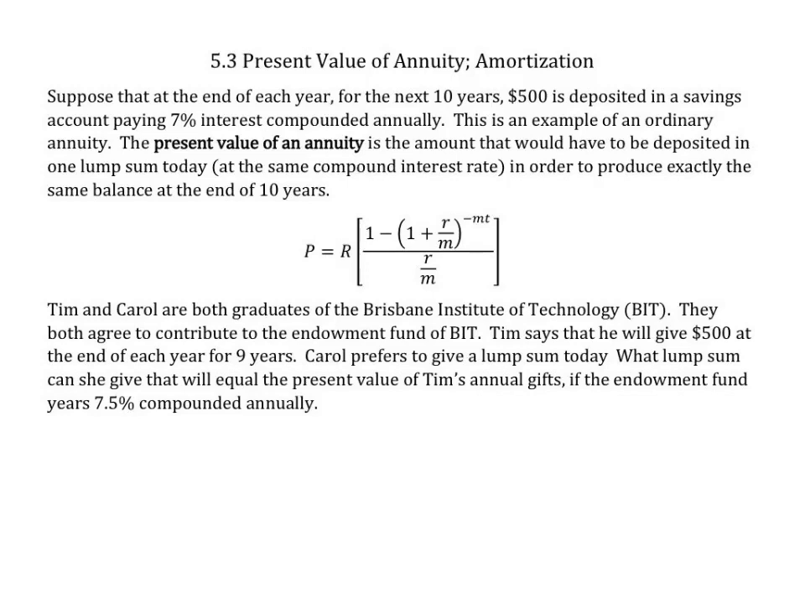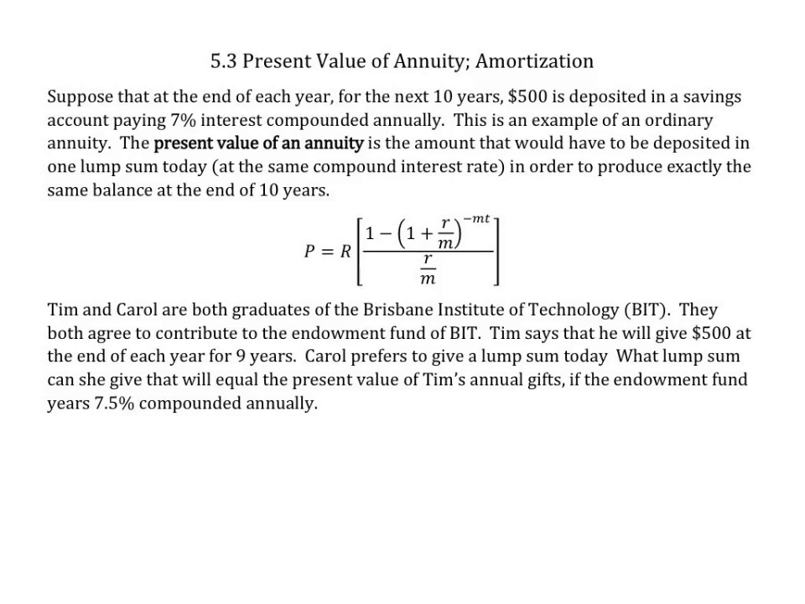Section 5.3, present value of annuity and amortization. Suppose that at the end of each year for the next 10 years, $500 is deposited in a savings account paying 7% interest compounded annually. This is an example from the last section, which we called an ordinary annuity.